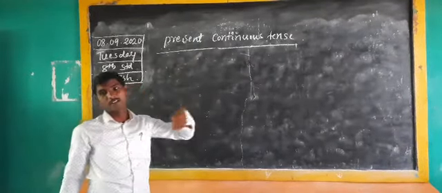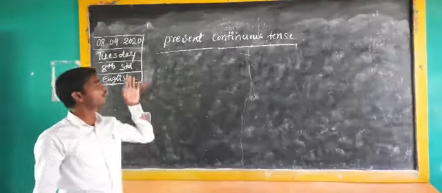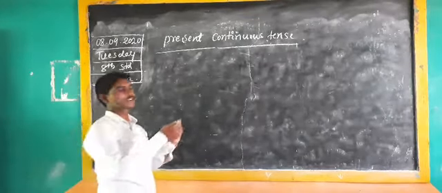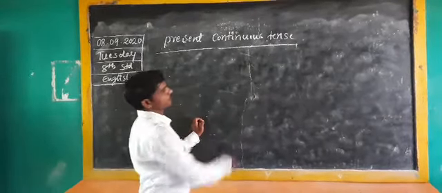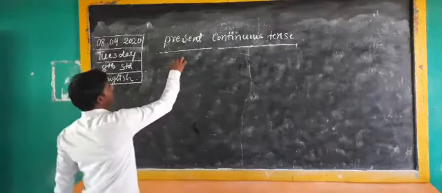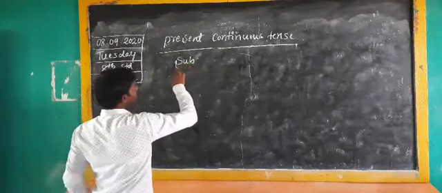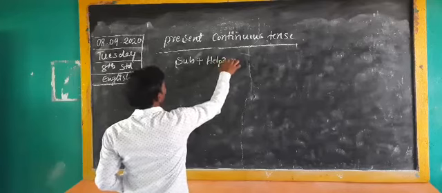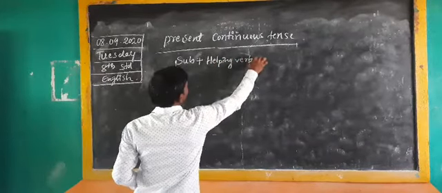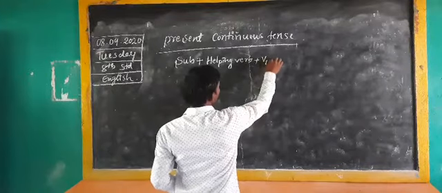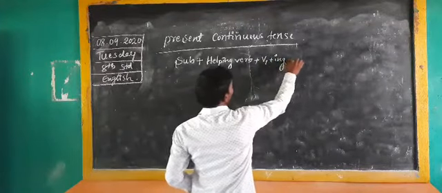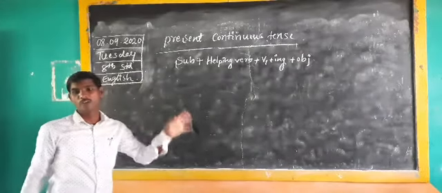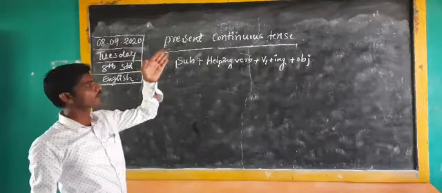At the present moment, a person or a subject is doing some action that is going on. That action is denoted by this tense. So, we have to understand the formula of present continuous tense: subject plus helping word, then main verb plus ing, then object. It is the formula we have to use for the present continuous tense.